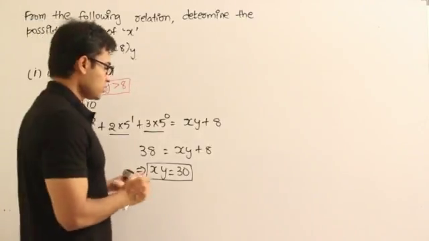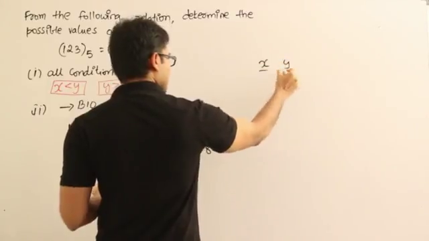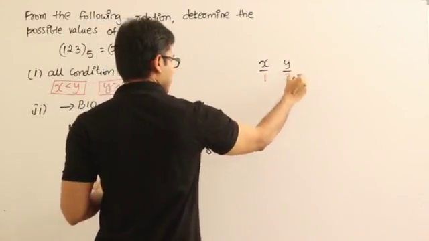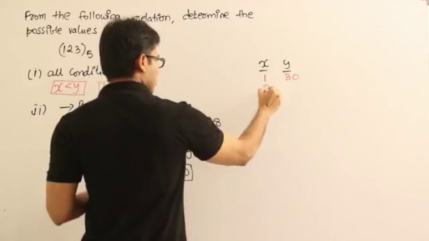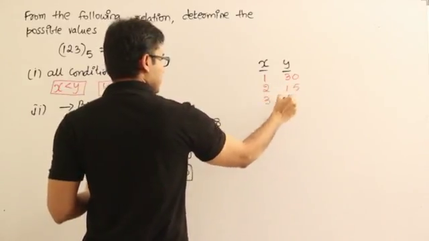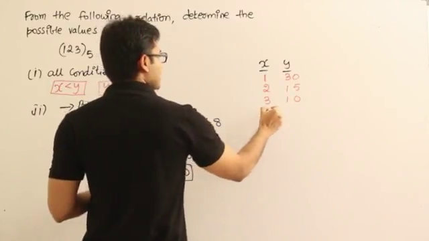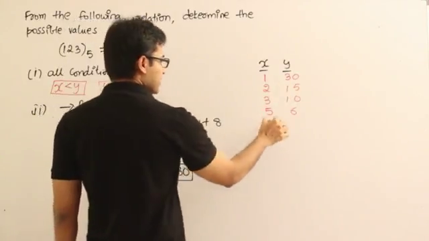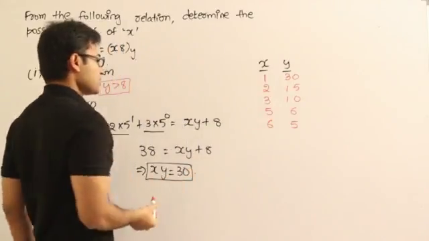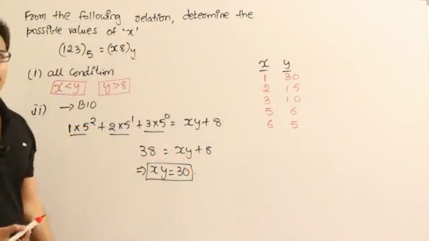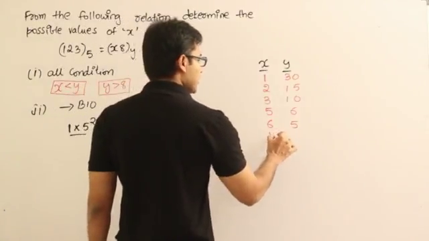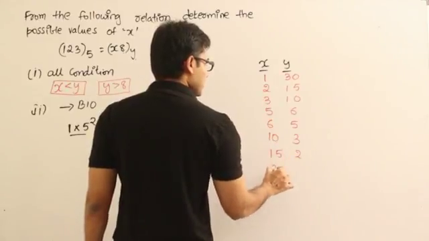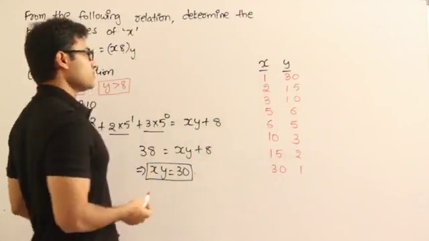So now let's see all the possible values of x and y, such that x and y when multiplied give 30. One is x can be 1, y can be 30, and then x can be 2, y can be 15, x can be 3, y can be 10, or x can be 5, y can be 6, or we can write the other way around. So x can be 6, y can be 5, and then 10, 3, then 15, 2, and x can be 30, y can be 1. These are all the possible values of x and y, written only to satisfy this equation.